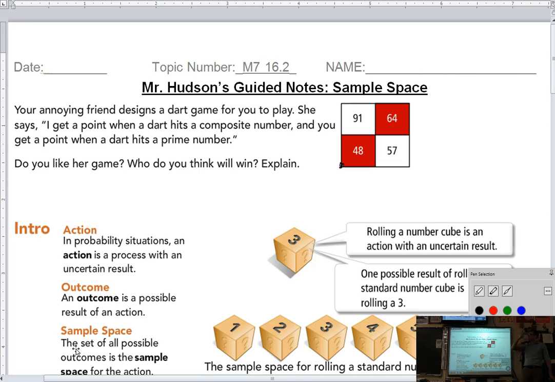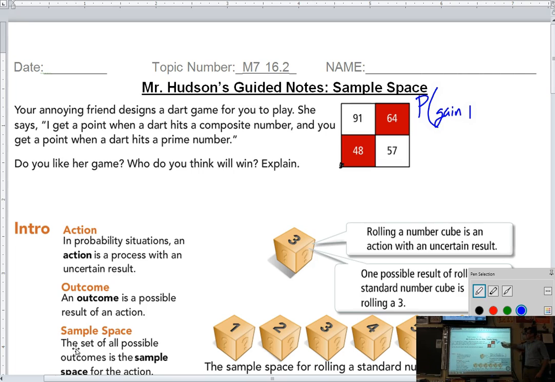So what's the probability that you gain a point? I'm going to teach you guys probability notation for a second really quick. What's a composite number? It's not prime. Any number that's not prime. So prime is only evenly divisible by 1 and itself.